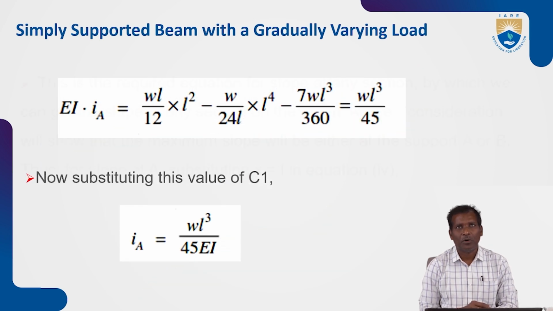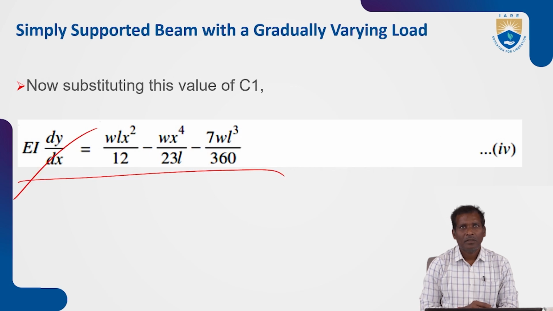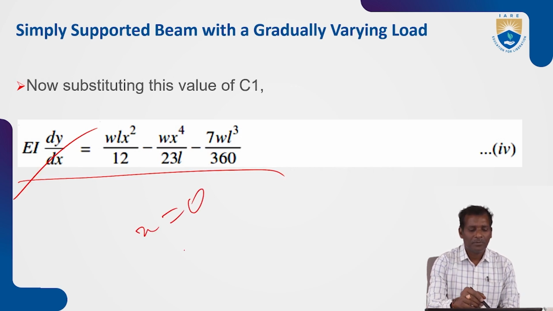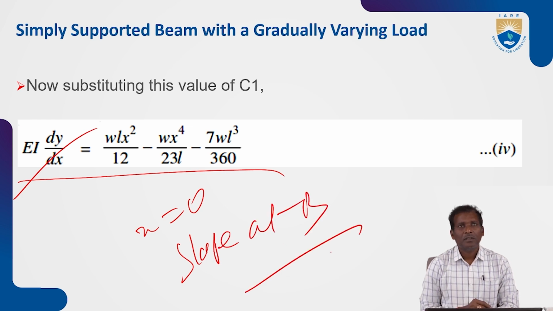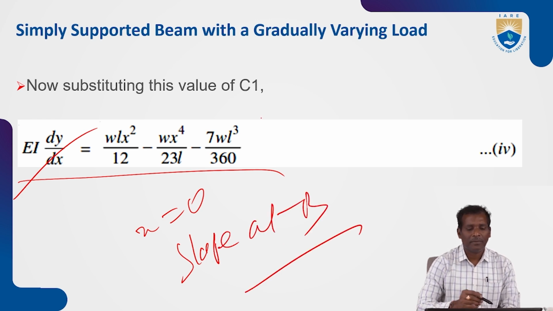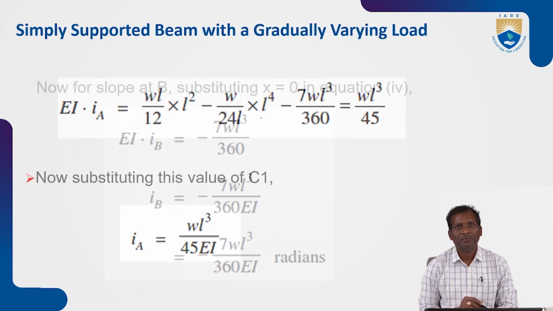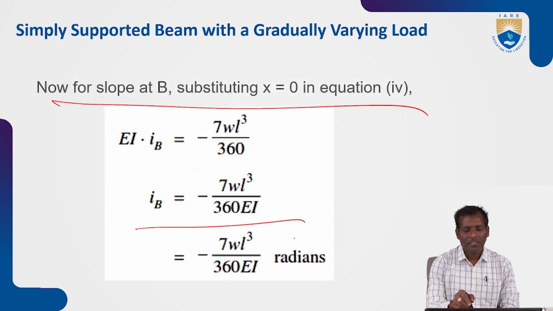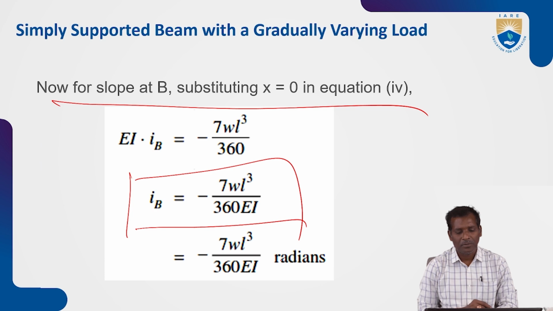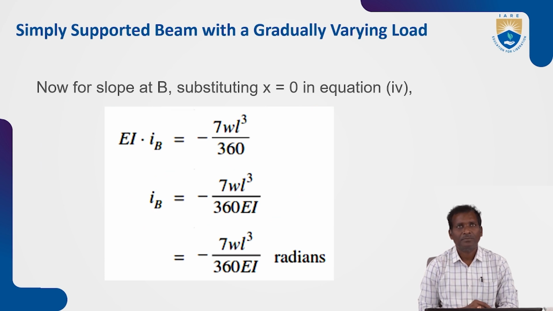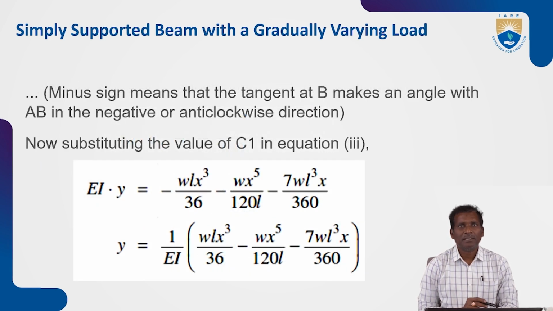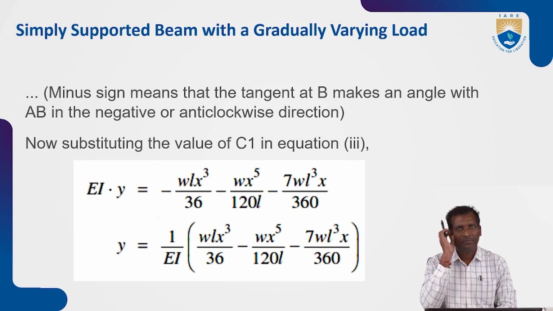In equation 4, for x is equal to 0, slope at B, you will get minus 7WL cube by 360. Theta B is in radians. So the minus sign means that the tangent at B makes an angle with AB in the negative or anti-clockwise direction.